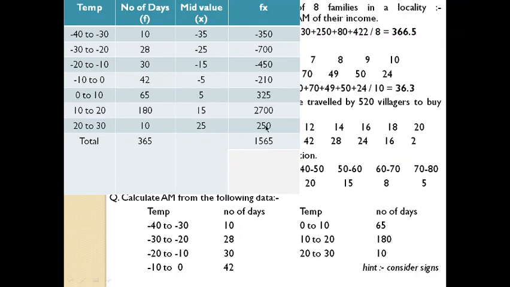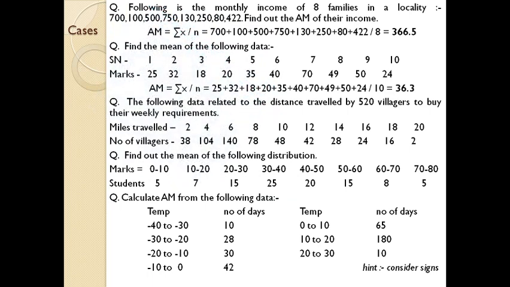Once you have found the product of all these values, you need to find the total. Remember, you need to find the total of f as well as fx. Now substitute these values in the equation. Arithmetic mean is sigma fx by n, where sigma fx is 1565 divided by n, meaning the total of frequency. So you have found the arithmetic mean of the case. This is how you have to deal with the application level case. Let us discuss some of the cases that come under arithmetic mean itself.